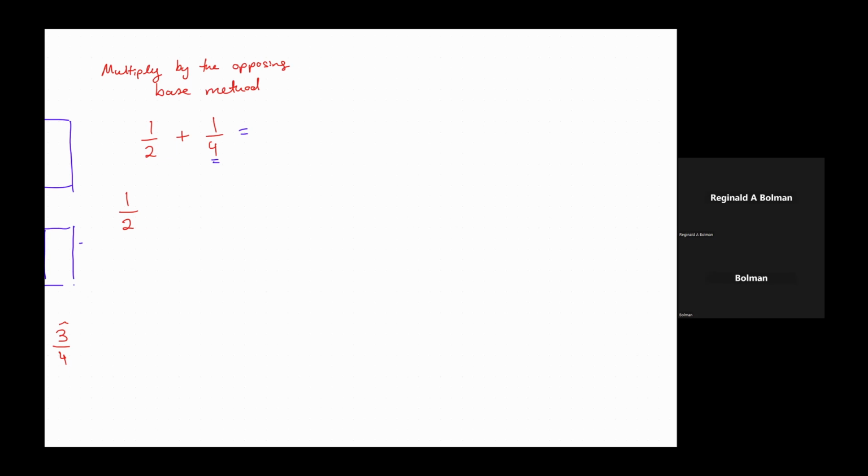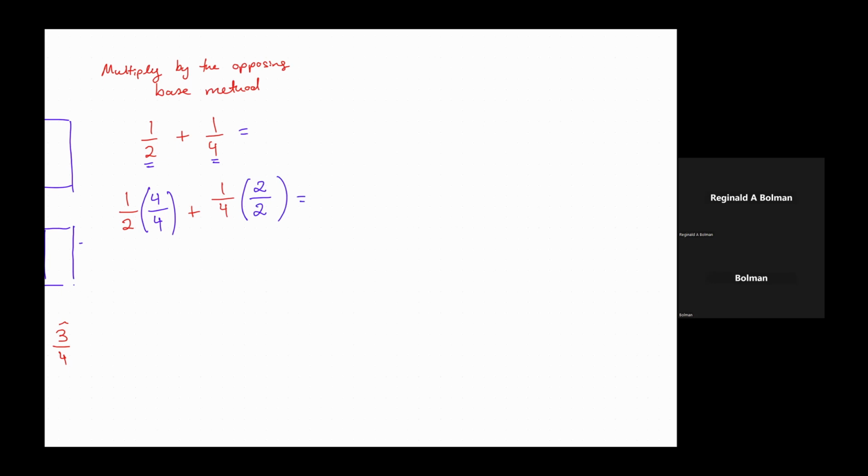And what we're going to do is really, really clever. We're going to take the 4, construct a new fraction, in this instance 4/4, and multiply this new fraction by the first fraction, 1/2. And then we're going to do the same thing to 1/4. We'll rewrite it down below. We're not going to do anything to it, but we are going to take its opposing base, which happens to be 2 in this instance. We'll construct a new fraction, in this instance 2/2, and multiply 2/2 with 1/4.